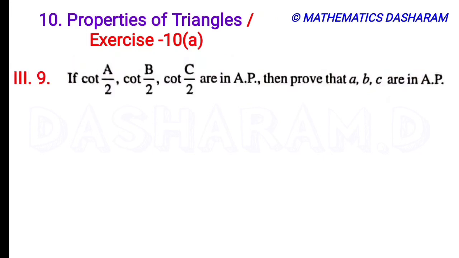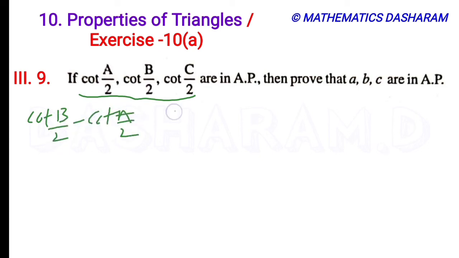Ninth question: if cot A by 2, cot B by 2, cot C by 2 are in AP, meaning arithmetic progression, then prove that a, b, c are in arithmetic progression. So given that the three terms are in AP, then they will have a common difference. First difference is cot B by 2 minus cot A by 2. Second difference is cot C by 2 minus cot B by 2.